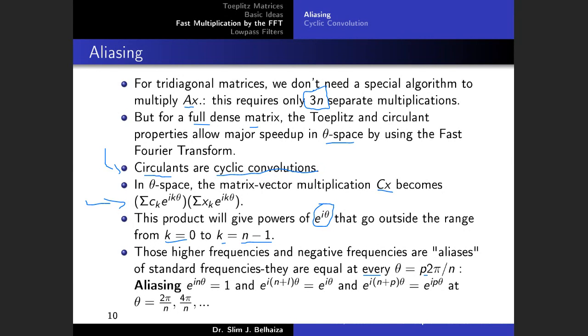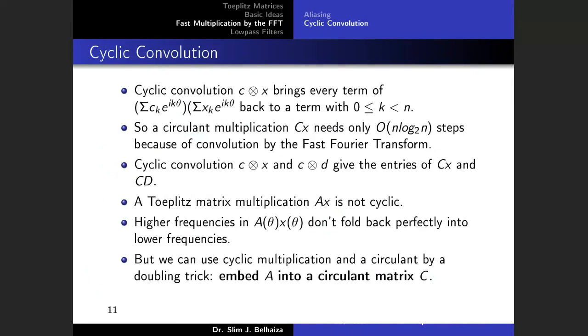So what is aliasing? In fact, e to the power i n theta is equal to 1, and e to the power i (n plus 1) theta is equal to e to the power i theta, and e to the power i (n plus p) theta is equal to e to the power i p theta. So you have it, it repeats. It reflects this periodicity.